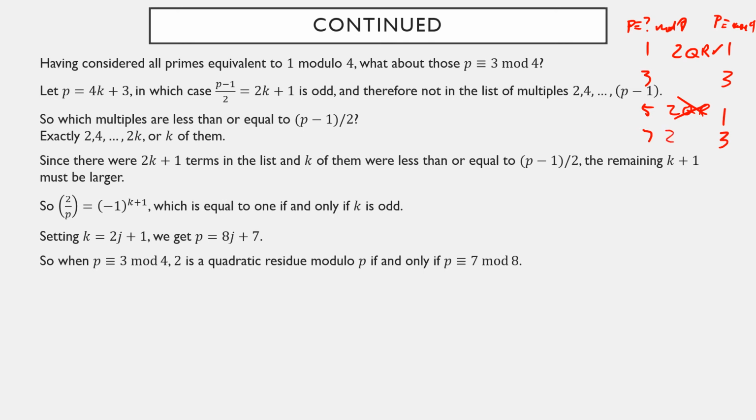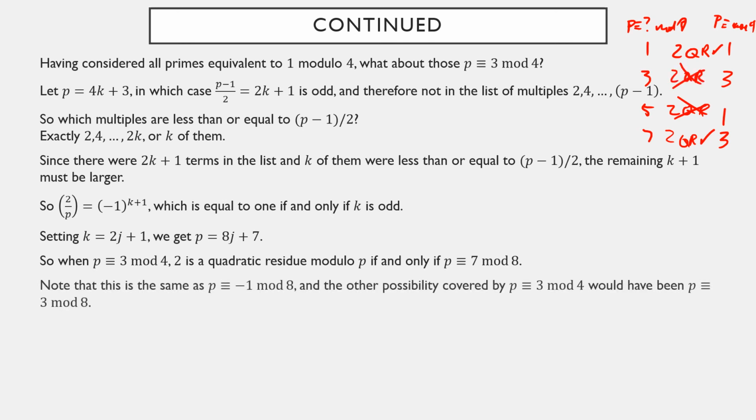So we come back here and we fill this in. When it's 7 mod 8, 2 is a quadratic residue, and when it's 3 mod 8, it's not. 7 mod 8 is the same thing as negative 1 mod 8. So now what we have determined is 2 is a quadratic residue exactly when p is equivalent to 1 or negative 1 mod 8, but not when it's 3 or 5 mod 8.